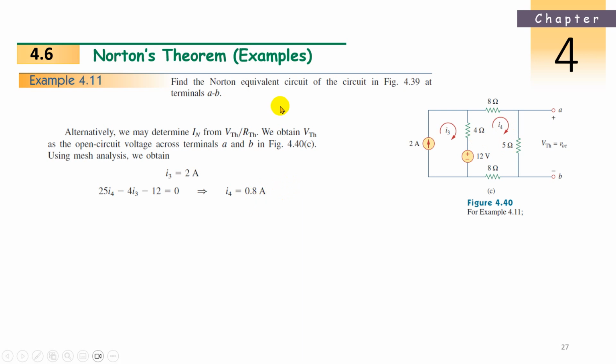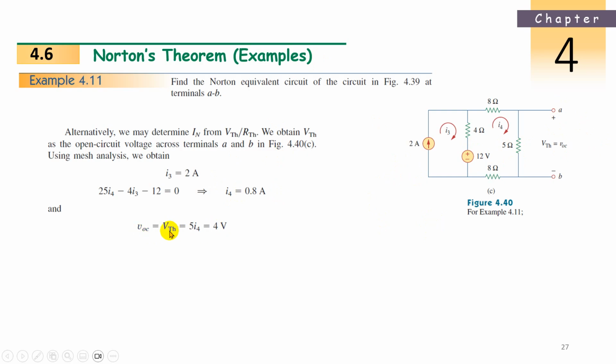Now we got VThevenin as 4 volts. Once we have VThevenin, which is equal to VOC, 4 volts, IN will be VThevenin divided by RThevenin. RThevenin we also got as 4 ohms, and VThevenin we got 4 volts. So 4 by 4 is 1 ampere, which is the same as the previous case, what we calculated for IN.